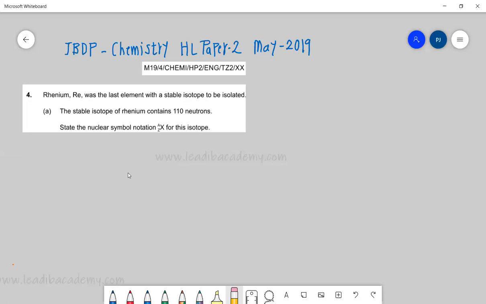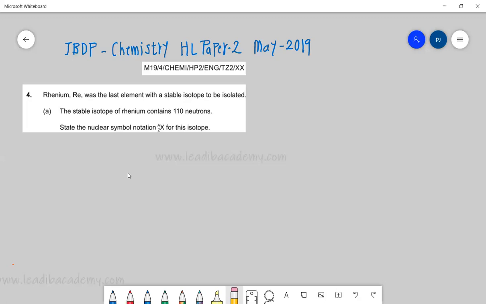Now let's start looking into question number 4A. The stable rhenium, Re, was the last element with a single isotope to be isolated. The question is: the stable isotope of rhenium contains 110 neutrons. State the nuclear symbol notation in this form.